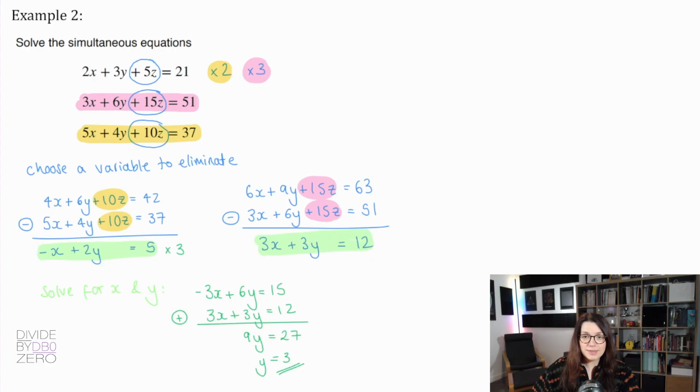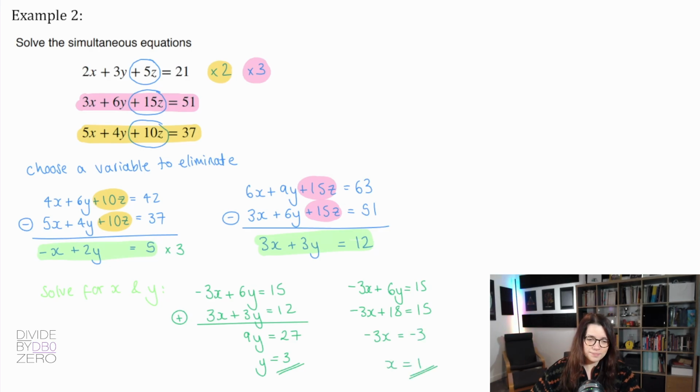Therefore, y is 3. Sub into any of those equations to get x. Let's go for minus 3x plus 6y equals 15. So minus 3x plus 18 equals 15. Minus 3x equals minus 3, so x is 1.